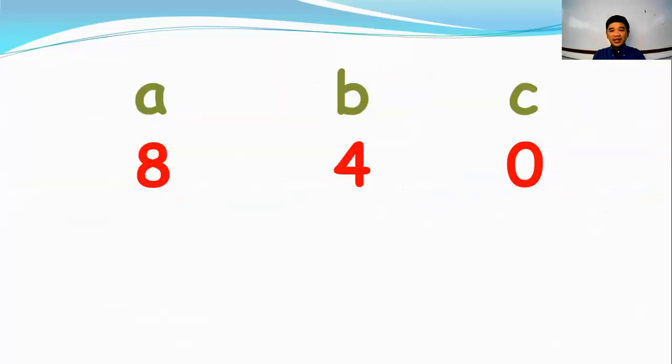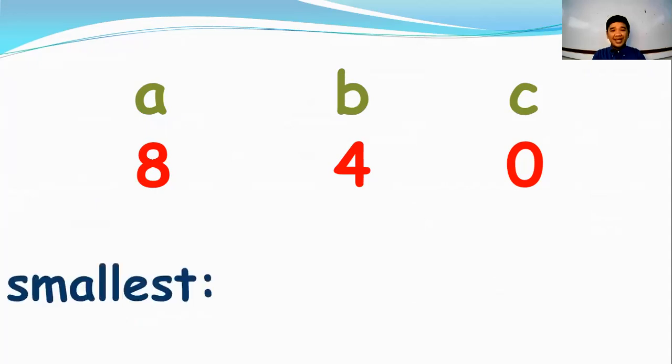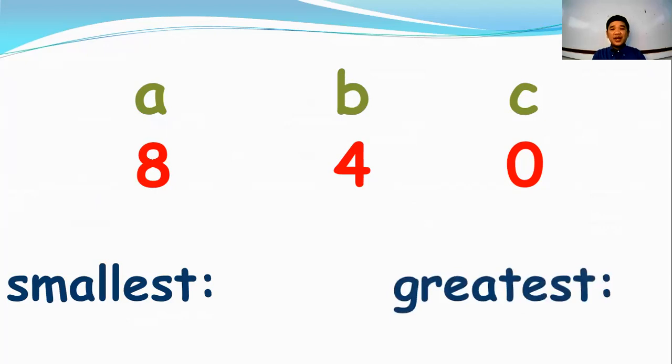And then another one. In this given set, we have A, B, and C. For A, we have 8. For B, we have 4. And then for C, we have 0. Let us identify the smallest number and the greatest number. All right, the smallest number is 0. Very good. And the greatest number is 8. That's right.